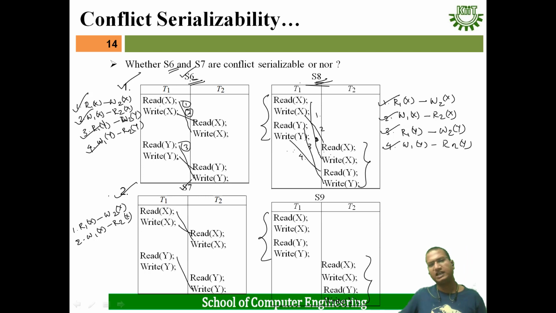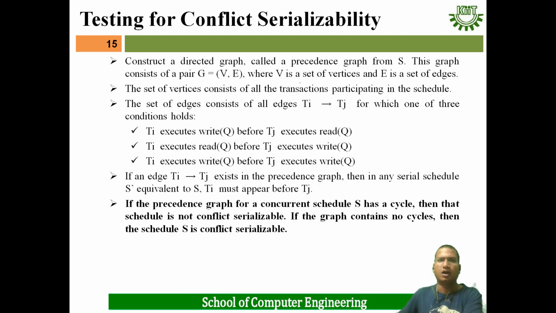But what is a conflict serializable schedule? If any schedule is conflict equivalent to any of its serial schedules, then we can say that schedule is a conflict serializable schedule. Understood. We have seen how to check a conflict serializable schedule, but there is a shortcut method to check it, which is known as the precedence graph.